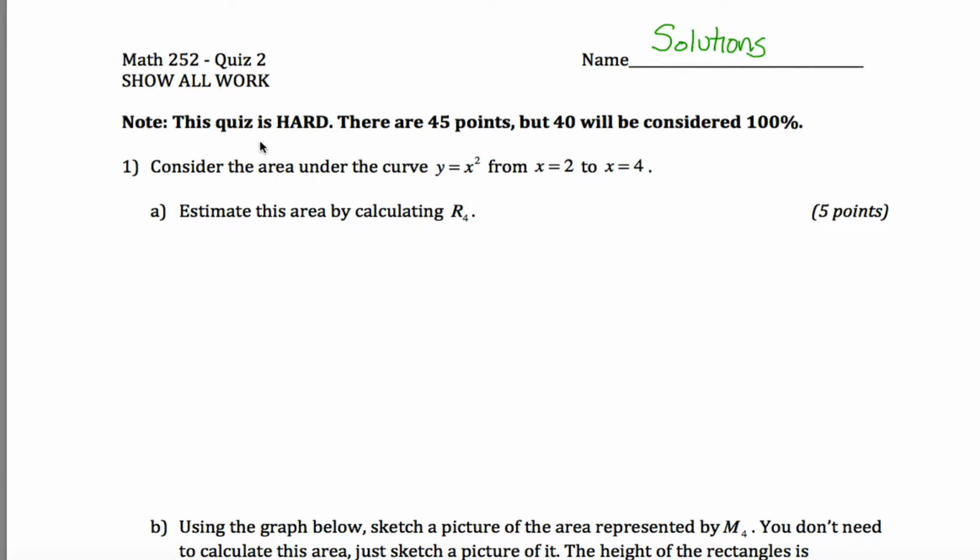Welcome to quiz 2 for Math 252. I have this big bold note here talking about how hard this quiz is. Maybe that was a bad idea. I hope that didn't freak anybody out when you started this thing.